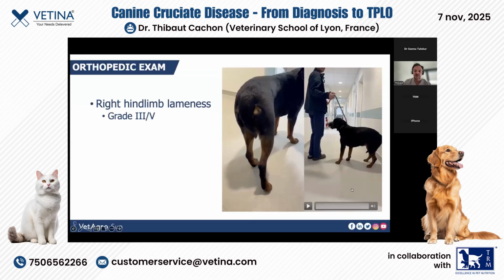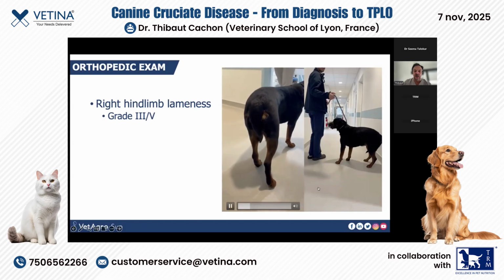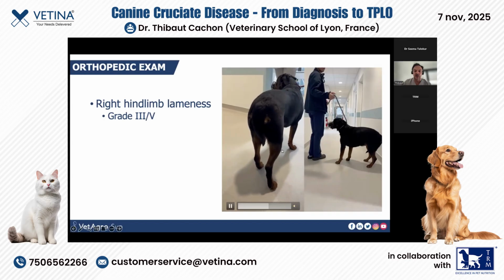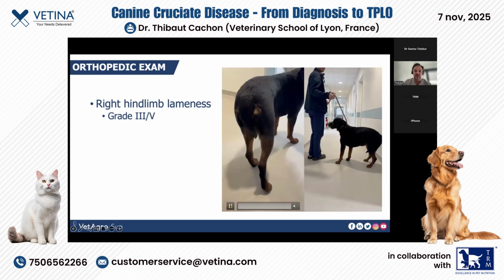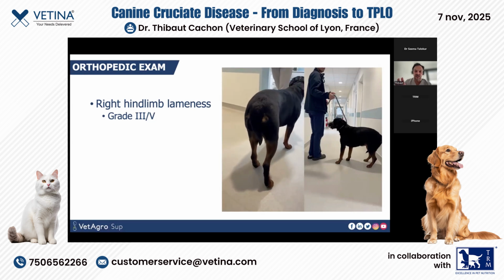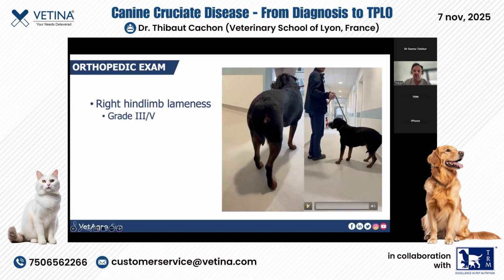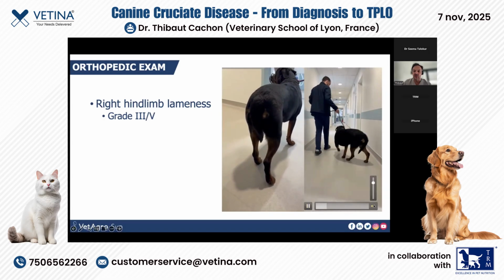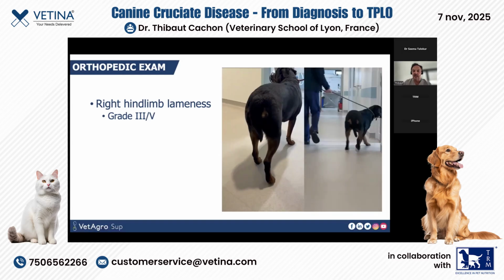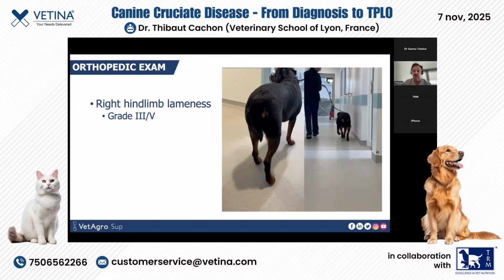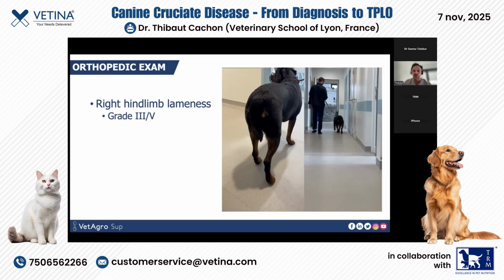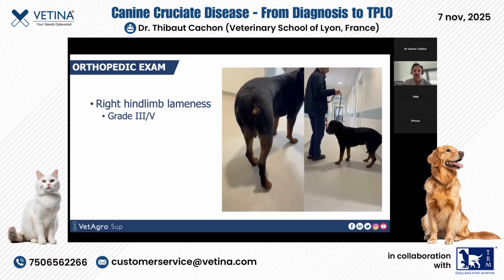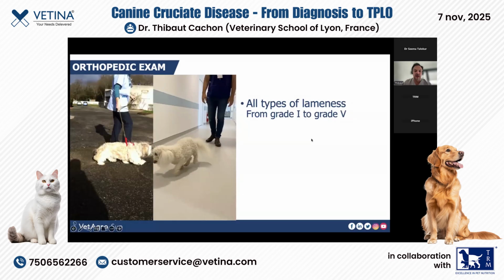And this is Venus. You can see on this video that his weight is more on the left limb, and the dog is shaking his right limb because it's painful. You can see this clear movement of the right limb. And when the dog is walking, you will see a clear, at least grade 3 lameness on the right hind limb. It's quite evident to see, and most of the time the diagnosis is quite easy because the lameness is quite evident.